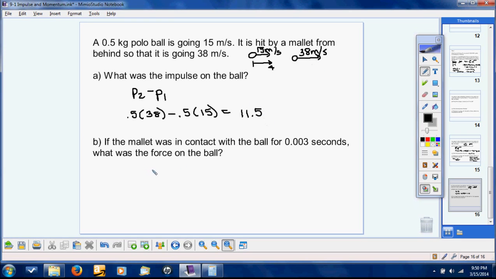Okay, so F delta T equals the impulse, 11.5. And if the time is 0.003 seconds, F times 0.003 equals 11.5. The force then would have to be 11.5 divided by 0.003, which would give us 3,833 newtons.